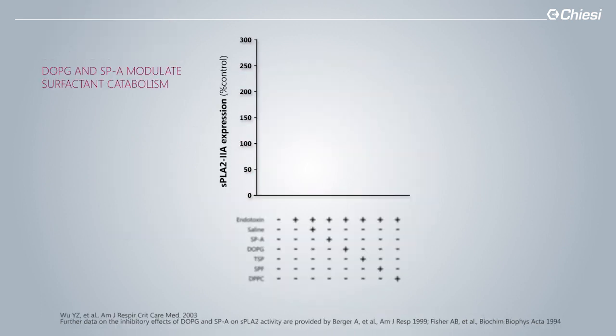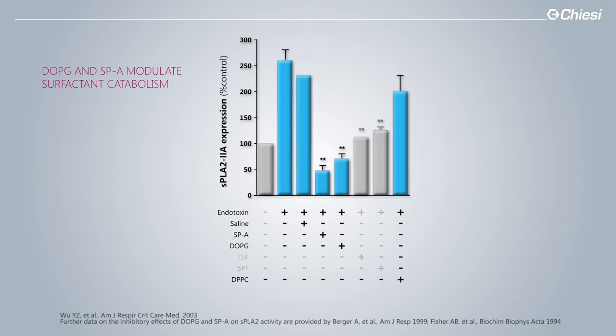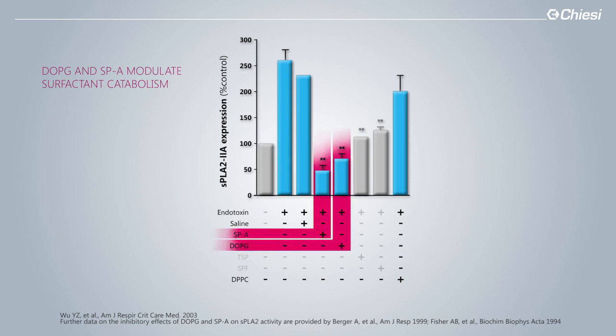Let's have a look in more detail. Here there are some data coming from an animal experiment performed a few years ago at the Institut Pasteur in Paris. Alveolar macrophages were cultured and incubated. Clearly you may see that when you incubate alveolar macrophages with SPA and DOPG, the sPLA2 expression goes significantly down. And the same applies in terms of sPLA2 activity, as shown by several other papers.